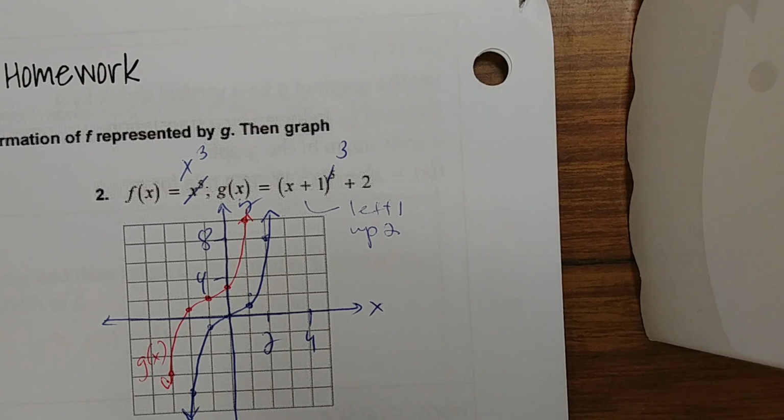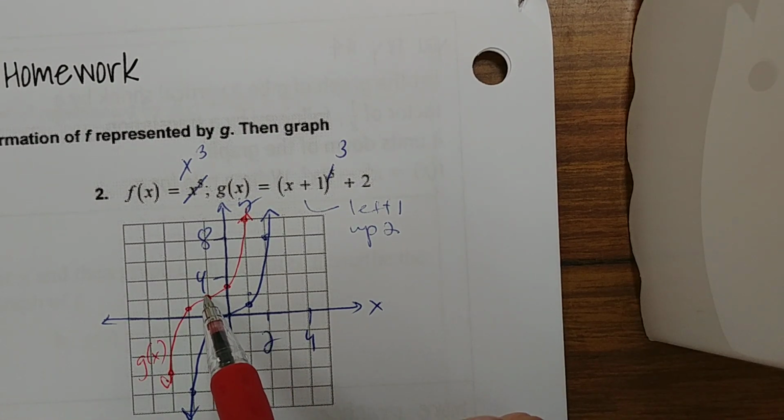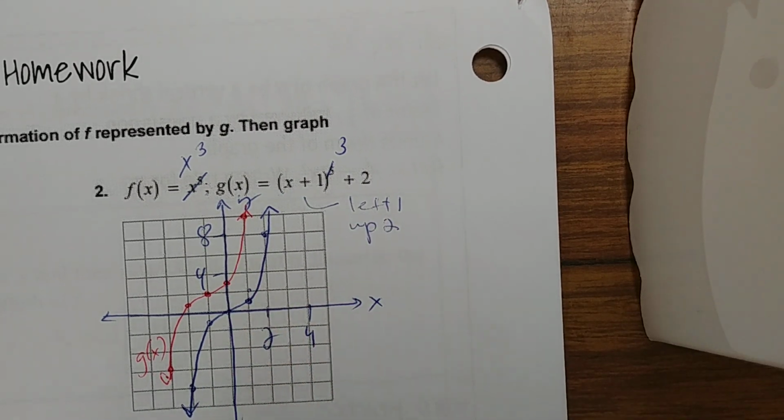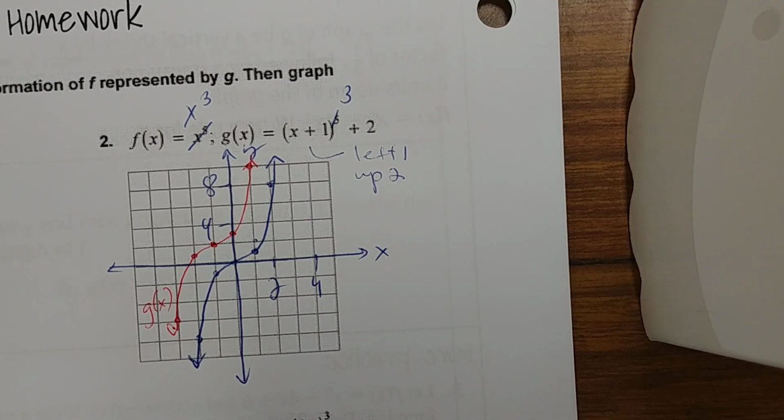So the graph's going to look like this, shifted left 1 up 2, because again we're counting by 2s along the y. So it appears to be left 1 up 1, but it's actually left 1 up 2. So this is the g of x function in red.